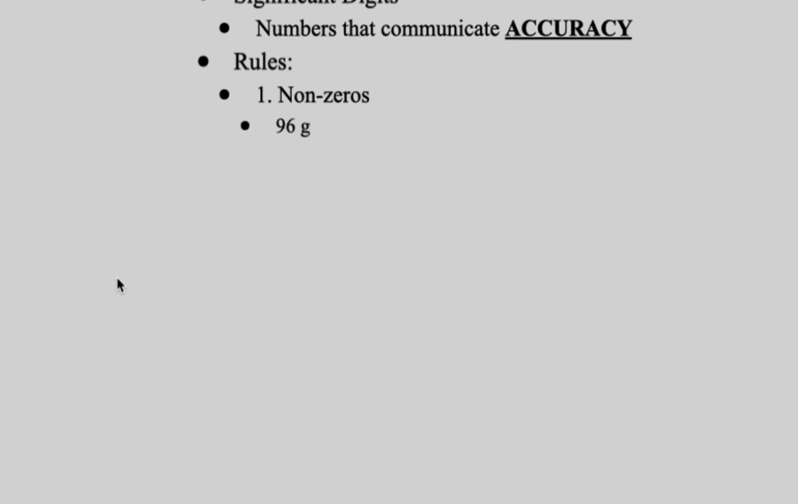So guys, if you had the measurement 96 grams, that number has 2 digits of accuracy because neither the 9 nor the 6 is a 0. Pretty straightforward, right? So guys, now what about this? If you have a number like 61.4, that number has 3 digits of accuracy because the 6 and the 1 and the 4 are not zeros.